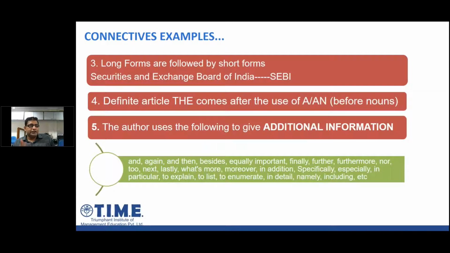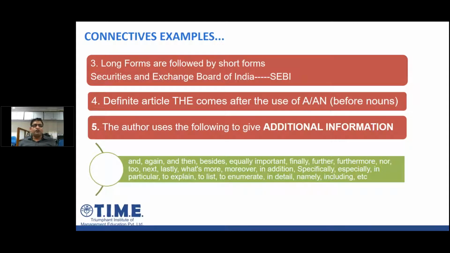Another connective that we have here is long forms are always followed by short forms. Meaning, if there are long and short forms both in a paragraph, the long form should come first and the short form should come later. For example, let us say it is about SEBI. So obviously the author has to first say Securities and Exchange Board of India and then only he can say SEBI. There may be a paragraph that directly begins with SEBI, but you cannot later go and say what SEBI is. That's a very unlikely or exceptional case. So normally full forms are mentioned first and then they go to use short forms. So that's the third important link.